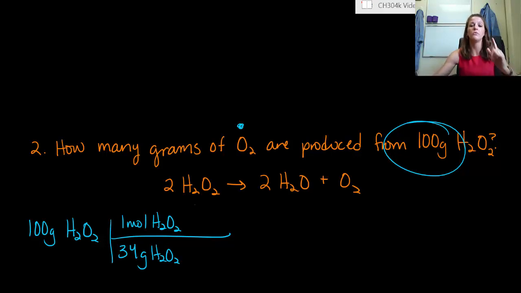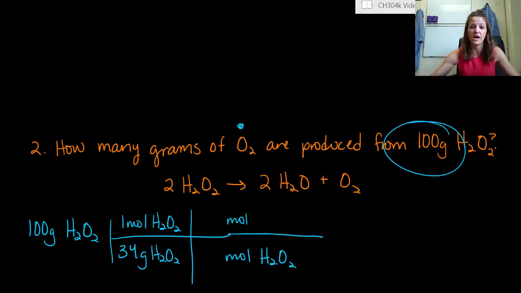All right, so we're in 1 mole of peroxide. We're trying to go from peroxide to oxygen. So we need to do a mole-to-mole ratio here. So we're at moles of peroxide at the top, so we need moles of peroxide at the bottom. And like I said before, we're trying to get to oxygen, so we need to put moles of oxygen on the top. So now we have 2 moles of peroxide for every 1 mole of oxygen. Okay, so 2 to 1 ratio.